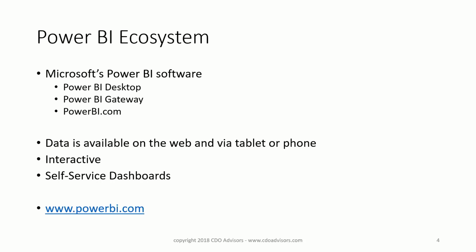So for Power BI, just to level set with everybody, because maybe everybody's not used to it, the Power BI ecosystem is really three parts: Power BI Desktop, a Power BI Gateway, and PowerBI.com. In this session, I'm going to show you how to hook up data into Power BI Desktop, publish it out to PowerBI.com, and then let your team interact and be self-service. If you want to learn more, PowerBI.com has all of the Microsoft information about Power BI.